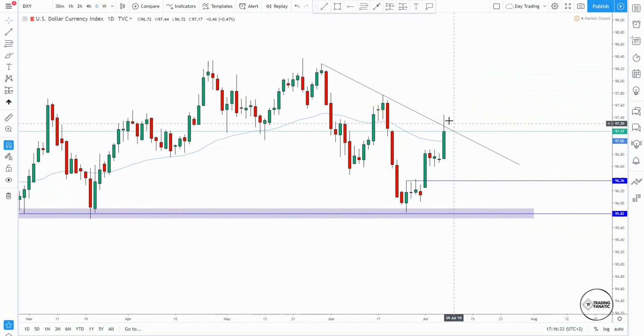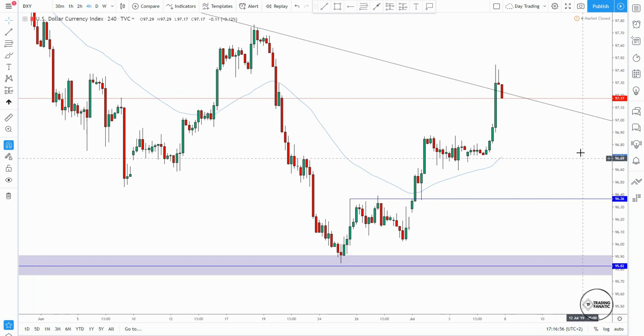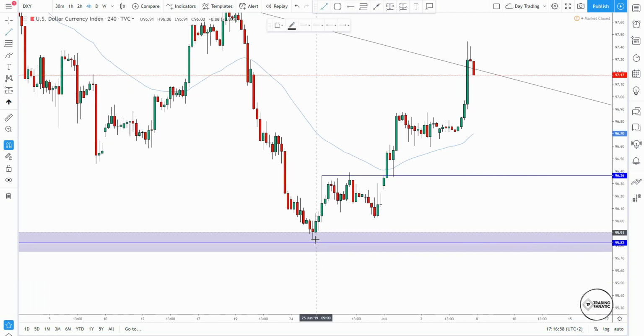As you can see, this daily candle closed as a bullish, very bullish candle indeed, but we have a wick to the upside, which means that there are a lot of sellers coming in from the trend line. So we're still bullish on the dollar. Let's switch down to the 4-hourly. We even have an evening star formation here happening, but the structure overall is very bullish.